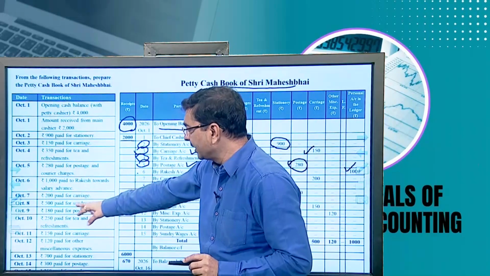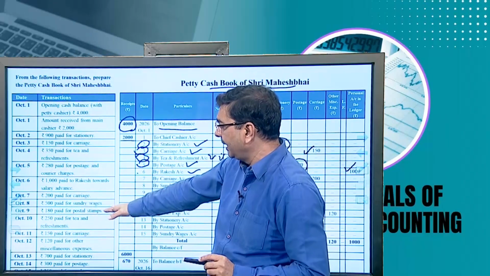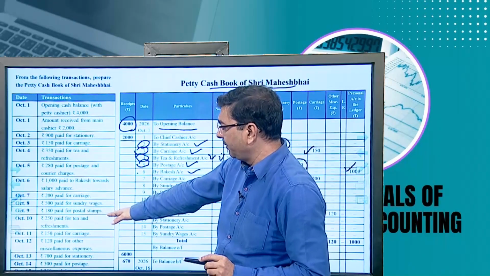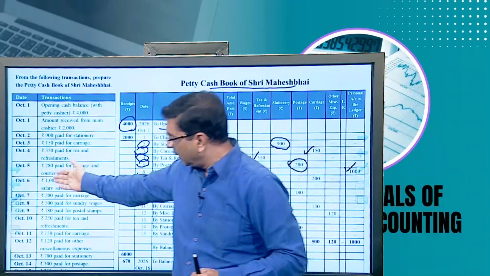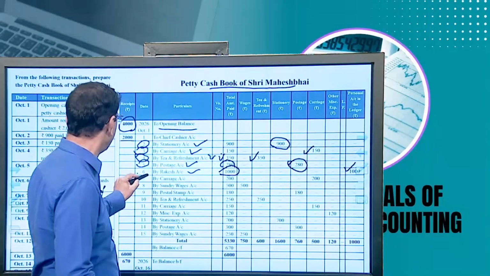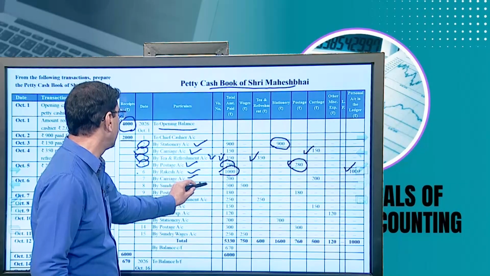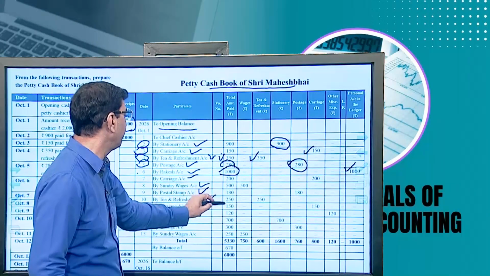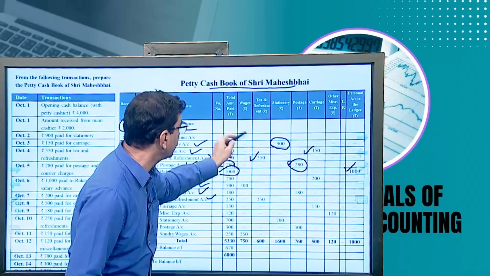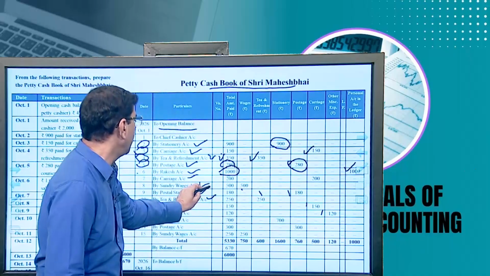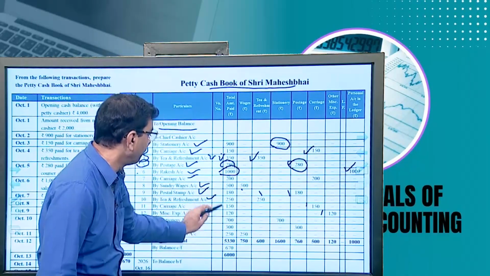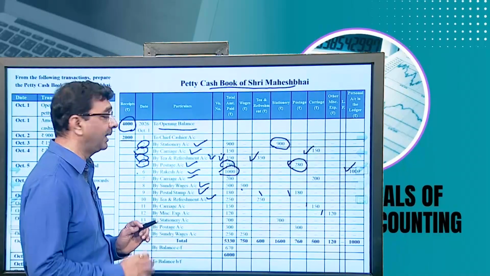200 paid for carriage, 500 paid for sundry, 180 paid for postage, 250 paid for tea and refreshments. So these are the petty expenses. You can see on the various dates here we are paying for carriage, sundry expenses, postal, tea and refreshments, all will be recorded in separate columns like this, correct, and the total of each transaction will be written down here. Now at the end what we have to do, that is more important.